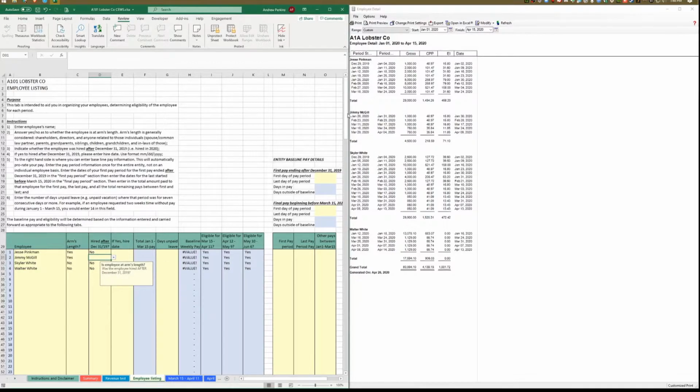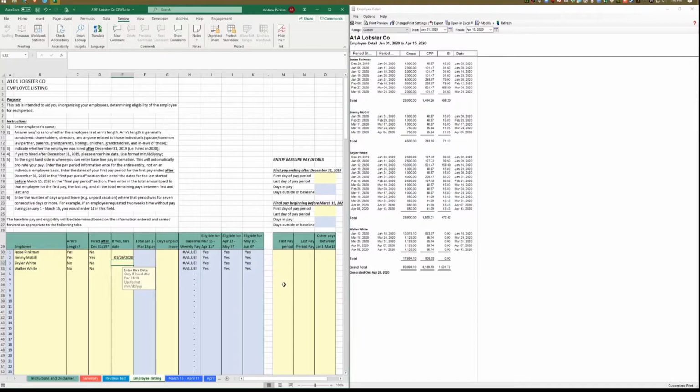Now, Jimmy, his first pay period started January 26th. So for the purposes of this example, we're going to pretend that Jimmy was hired on January 26th. So next, if yes, we have to enter their hire date. You're just going to do this in a month, day, year format. So we'll say he was hired January 26th, 2020. So there we've got the base information in for all of our employees.